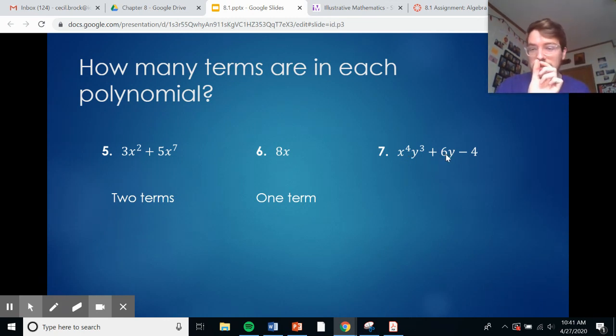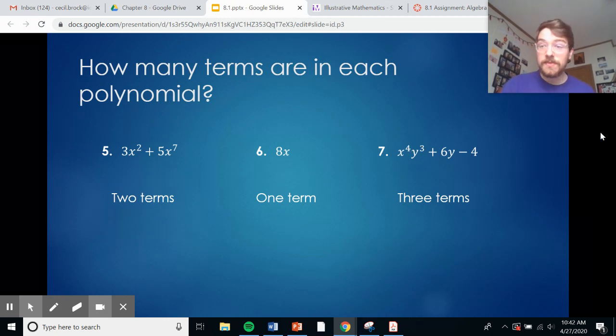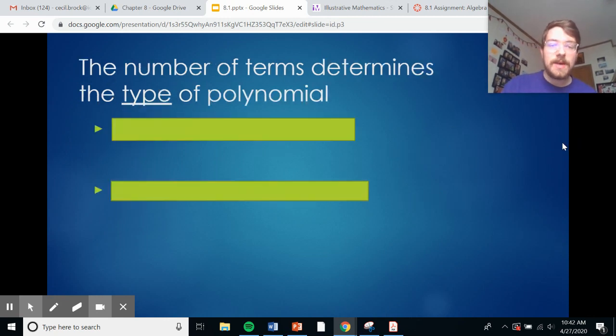And then we've got plus 6y and then minus 4. So in this case, I have 1, 2, 3 terms. So you can have terms that have more than one variable in them and they can still be just one thing or one term. So it's just one thing to watch out for. The reason why I bring this up is because the number of terms can determine the type of polynomial.